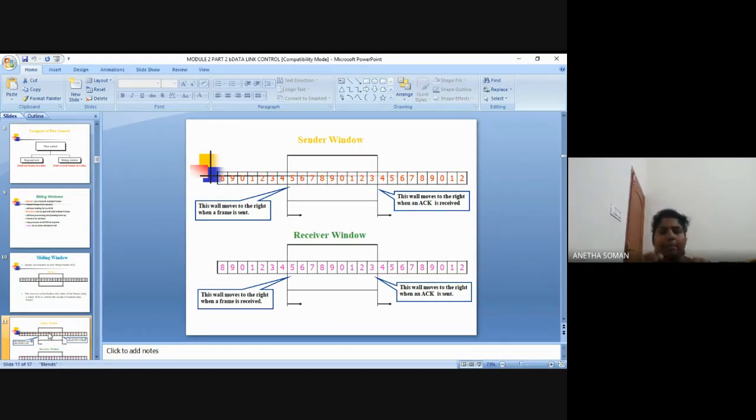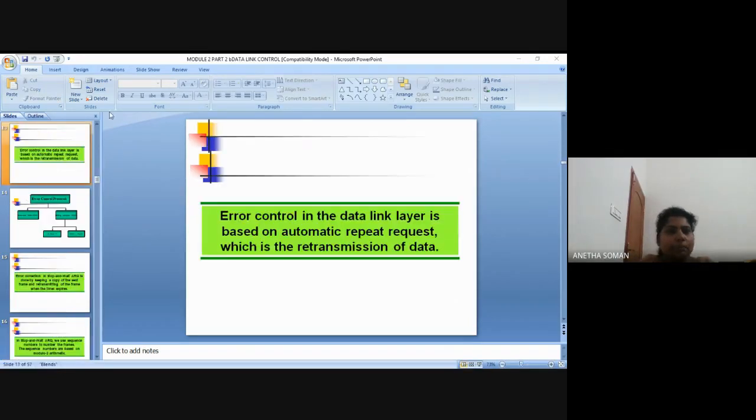So what is happening in the sliding window is that the shifting takes place towards the right when it receives data or when it sends data, and once the acknowledgement is received or sent. Both are happening; the shifting is towards the right in both cases. Okay, now look at this example.